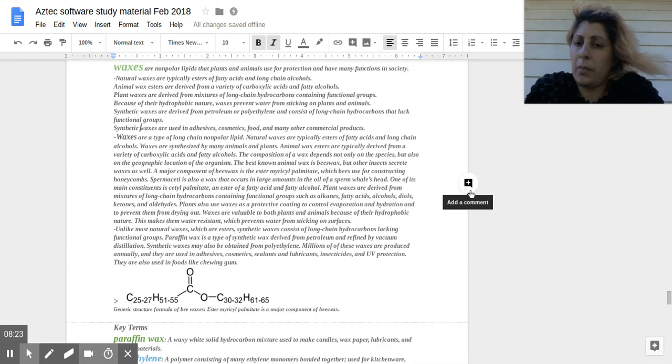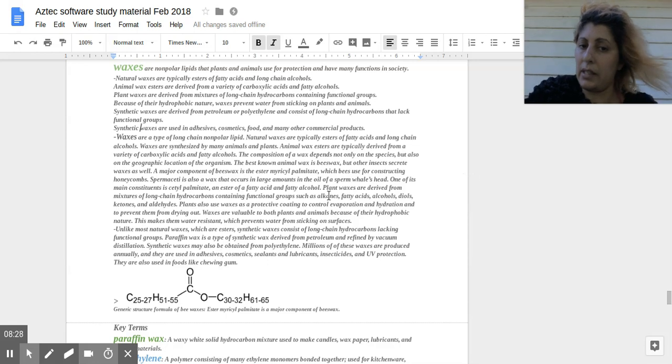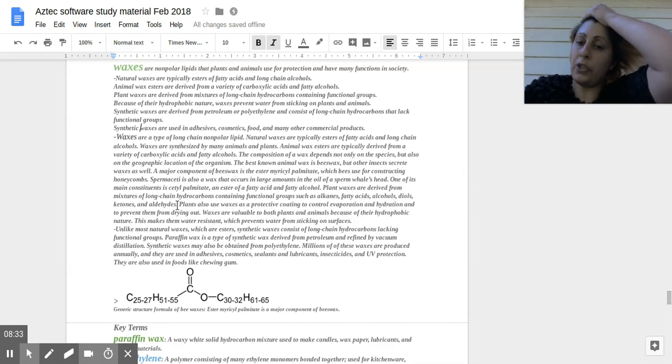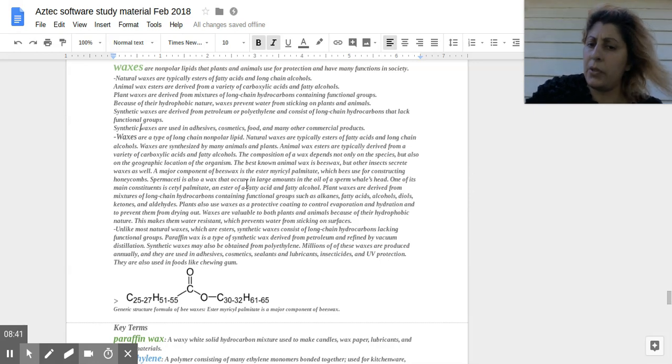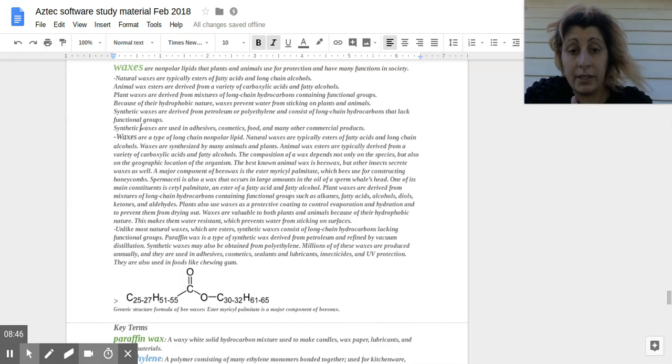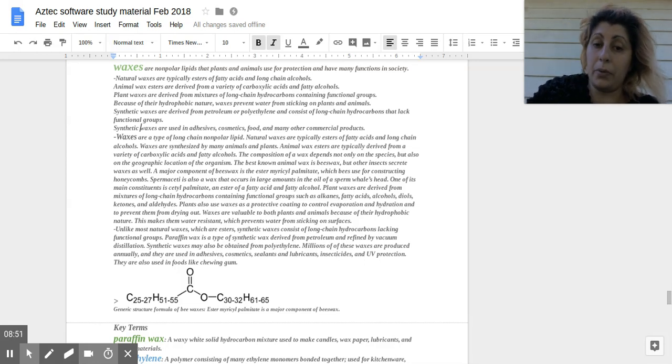Plant waxes are derived from mixtures of long-chain hydrocarbons containing functional groups such as alkanes, fatty acids, alcohols, diols, ketones, and aldehydes, which we learned about previously when discussing functional groups. Plants also use waxes as a protective coating to control evaporation and hydration and prevent them from drying out. Waxes are valuable to both plants and animals because of their hydrophobic nature. This makes them water resistant, preventing water from sticking onto surfaces.